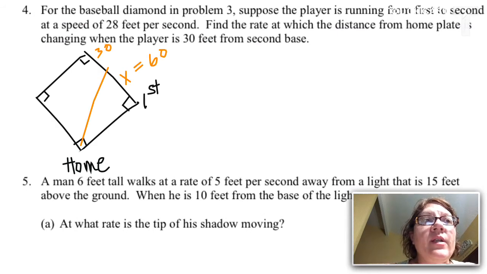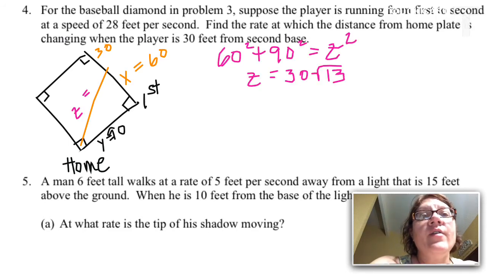Okay, so now make sure you read this one carefully. This time he's 30 feet from second, which means he's 60 feet from first. So I'm drawing my triangle. So remember again, my distance from home to first is 90, and so now I can use the Pythagorean theorem, get my hypotenuse, which is 30 square root of 13.